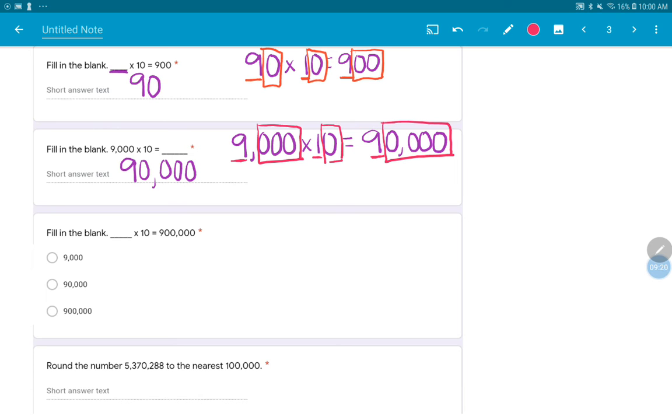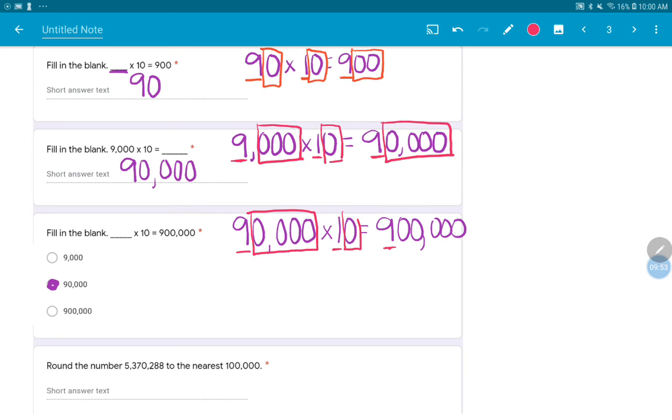All right. What times 10 equals 900,000? Caden? 90,000. 90,000 times 10 equals 900,000. Go ahead and select the correct answer and then we'll check. 9 times 1 is 9. There's 1, 2, 3, 4 zeros. Plus one more zero is 5. So I'm going to check to see if I have 5 zeros in my product. 1, 2, 3, 4, 5 zeros. So Caden is right. The correct answer is 90,000.